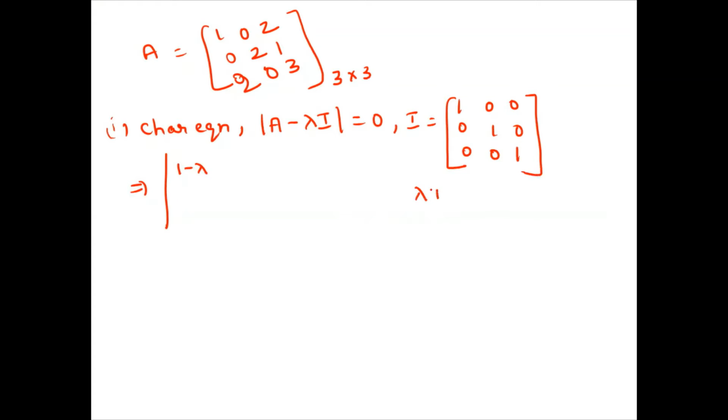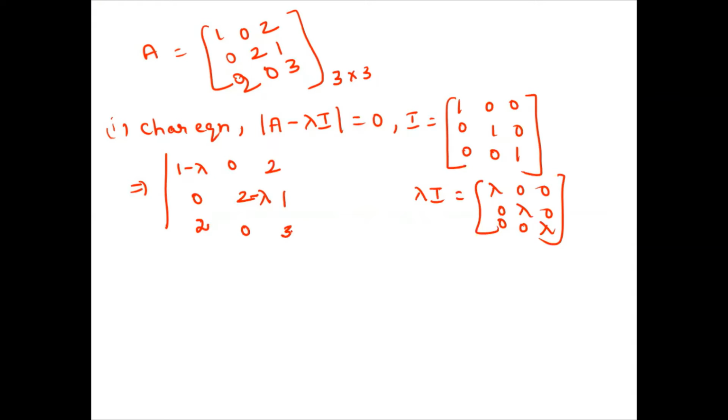So from this, what is lambda I? Lambda I can be written as lambda 0 0, 0 lambda 0, 0 0 lambda, right? From this, now if we substitute, then find out the characteristic equation A minus lambda I. So 1 minus lambda, 0, 2; 0, 2 minus lambda, 1; 2, 0, 3 minus lambda. The diagonal elements we have to subtract with the lambda.